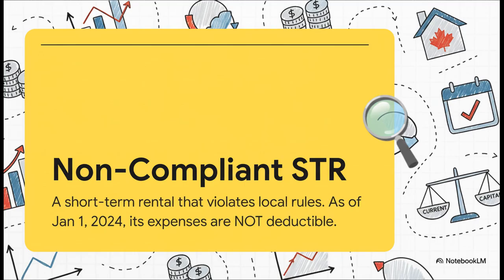As of January 1st, 2024, if you are operating a short-term rental in a city or province where it's not allowed, or if you're supposed to have a license and you don't, you lose the ability to deduct any of your rental expenses. All of them. Mortgage interest, property taxes, cleaning fees, gone. You report the income, but get 0 deductions.